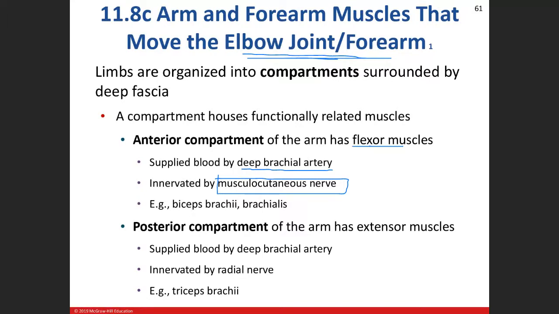On the back side is the posterior compartment. That's going to be our extensor muscles. Those are going to be innervated by the radial nerve. Also, we're going to see the deep brachial artery, which is basically a continuation of the axillary artery, which is a continuation of the subclavian artery. So these muscles are pretty much the triceps brachii, which are going to straighten your elbow.